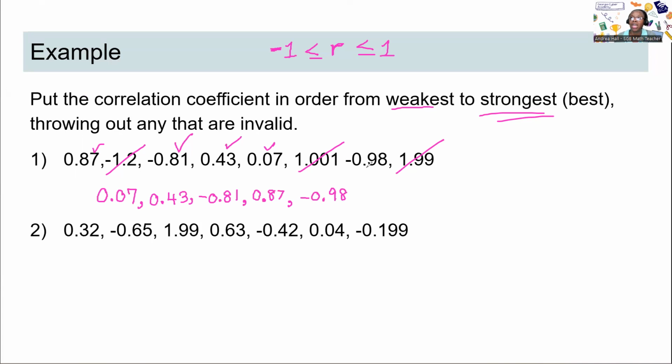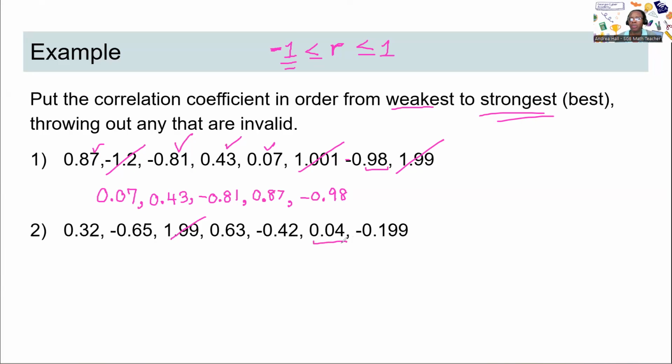Okay, because you're looking at the correlation. 0.98 is very strong. -0.98 is very strong to -1. So that's actually the strongest out of all of them. So when we're putting the correlation coefficients in order, we're just looking at the numbers, the absolute value of the numbers, even though we still have to write the negative when there's a negative. All right, let's take a look at number 2. Anything to cross out? I see 1.99, that needs to go, and that's it.